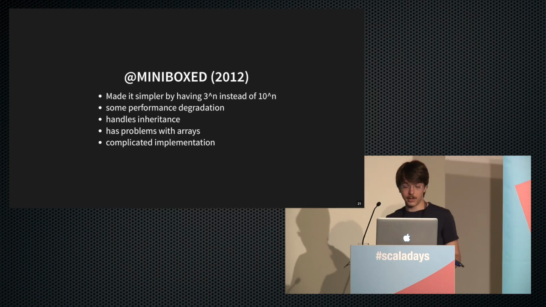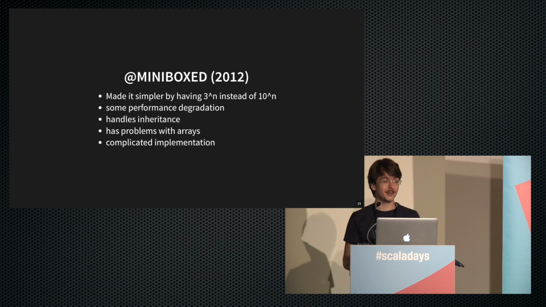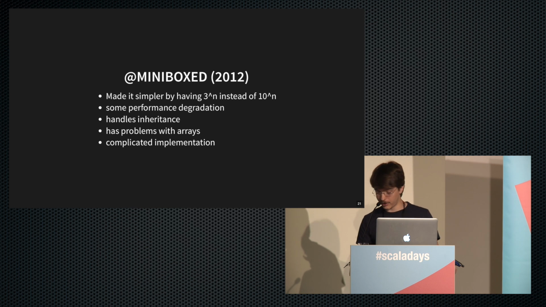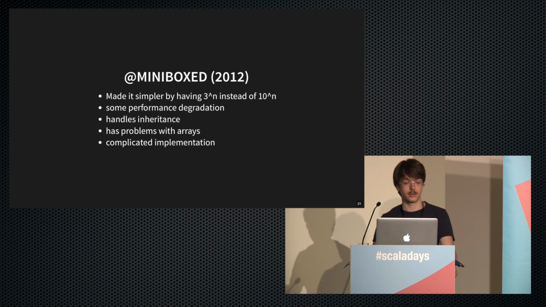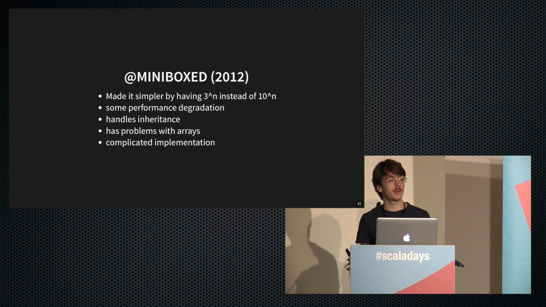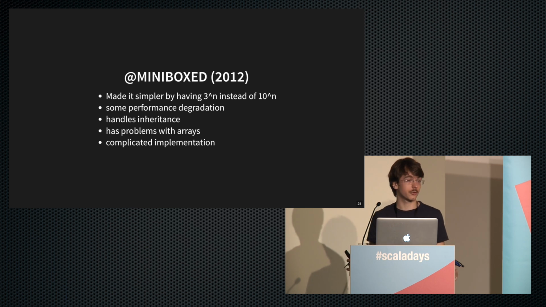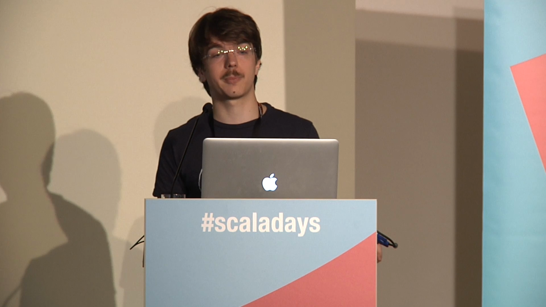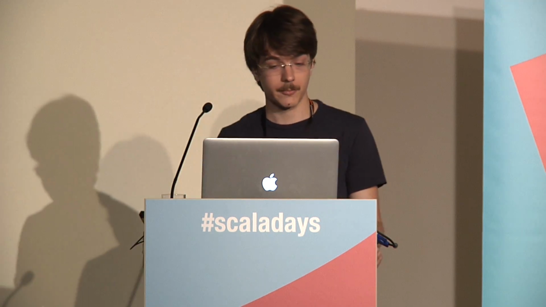Well, the years passed, and we had one more student in Martin's lab, Vlad Ureche, who has been trying to improve over it by introducing the miniboxing annotation. He understood that all the primitive types can actually be encoded. You don't need to encode all the primitive types separately. Ints can be represented by longs, as well as shorts can. Floats can be represented by doubles. So he changed the encoding to, instead of having 10 to the power of n, have 3 to the power of n. And by doing that, it became practical to specialize types like Function4.